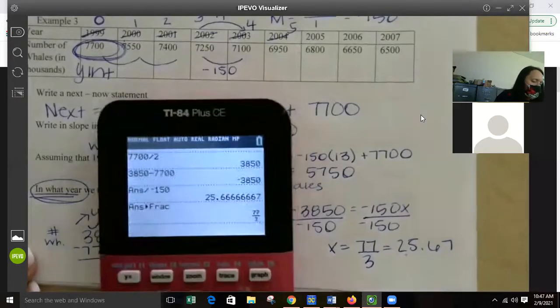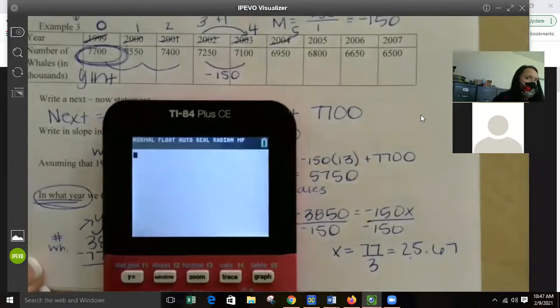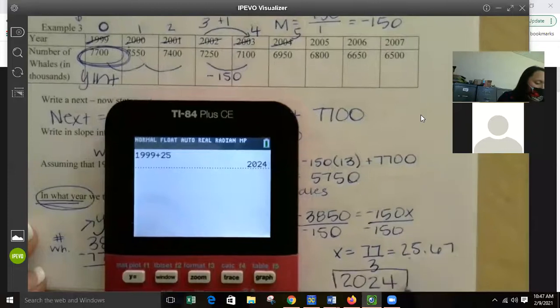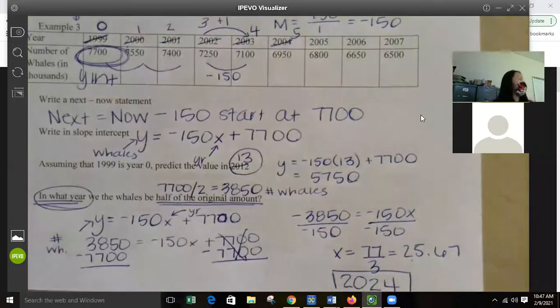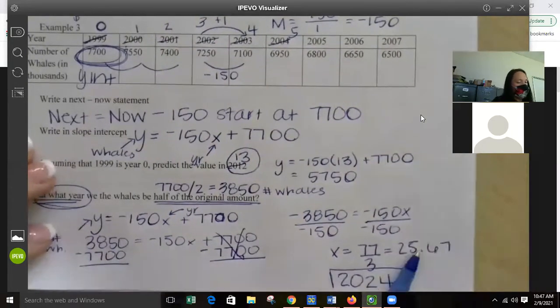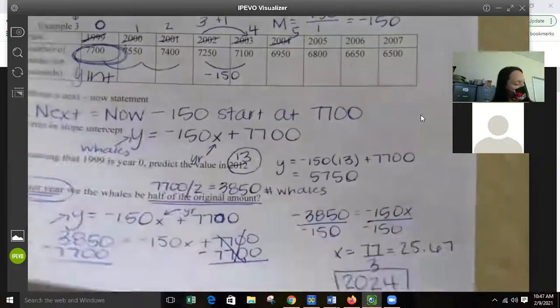So what year did we start with? Look in your chart. 1999. We're going to add 25 years and we get 2024. Okay. So that's another place people get messed up. They get the 25.67, but they don't change it to a year. Okay. So be ready for that.